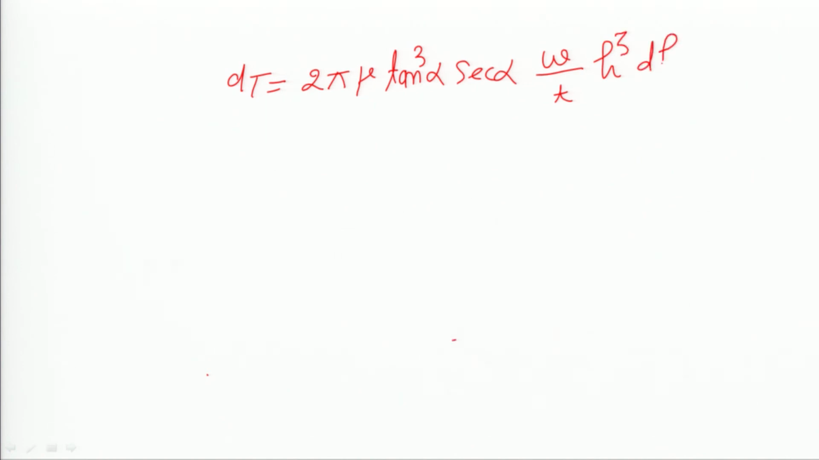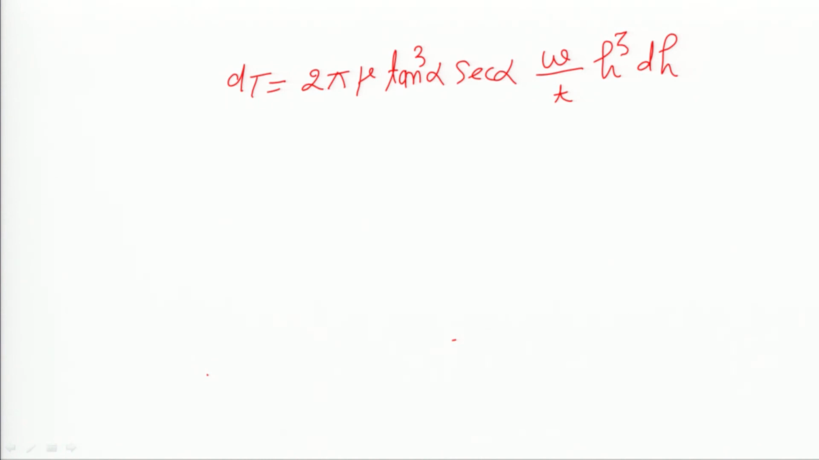We are writing the torque. What is the torque? Twice pi mu tan cube alpha sec alpha omega upon t, then h cube into dh. This is the expression of the torque.